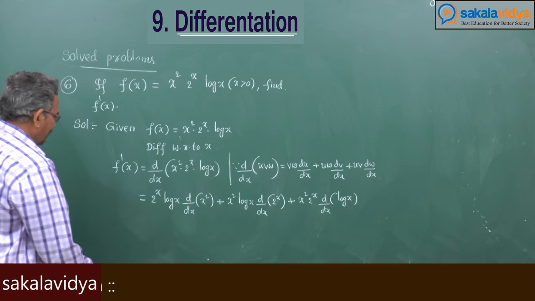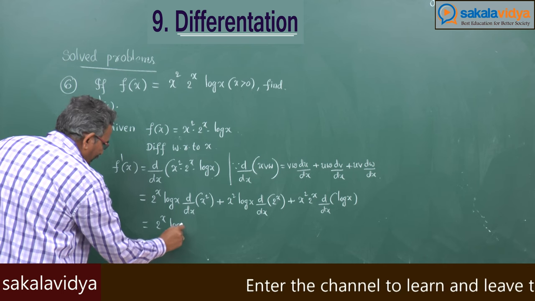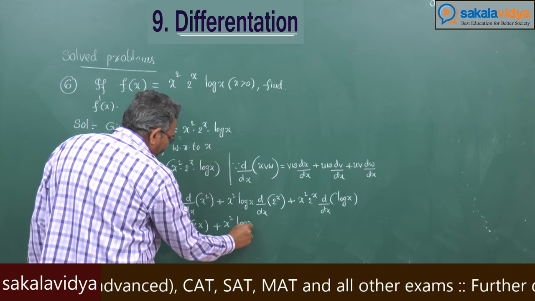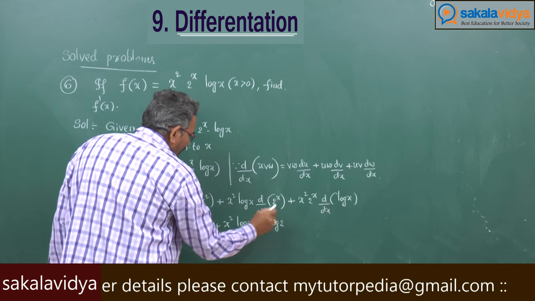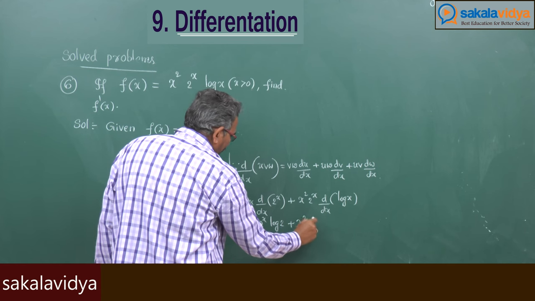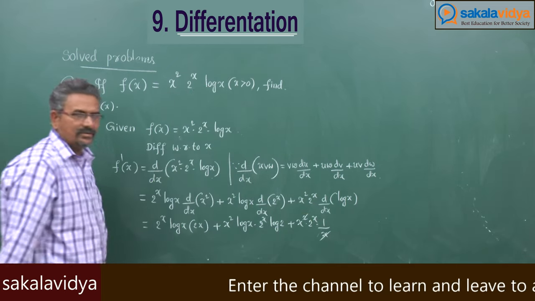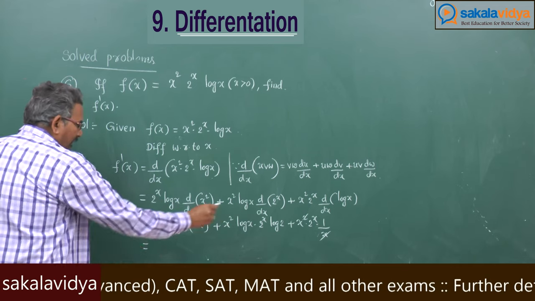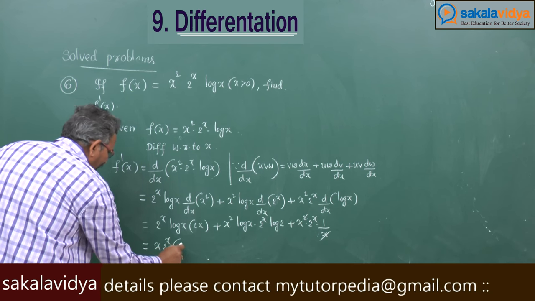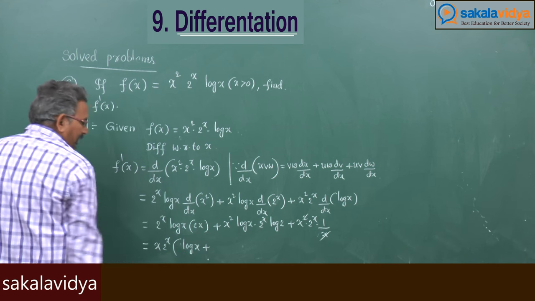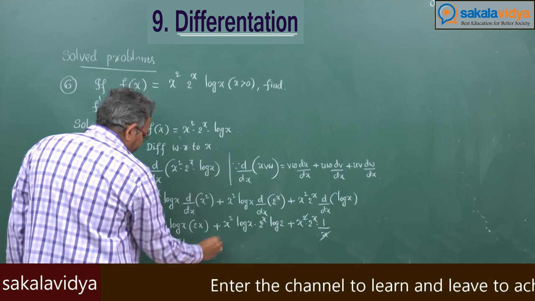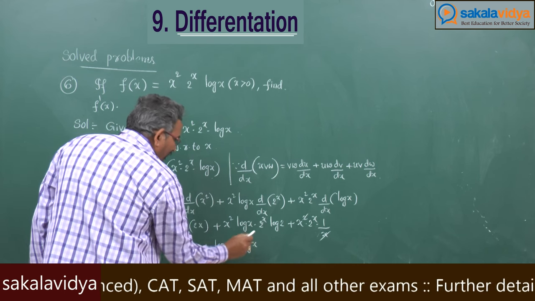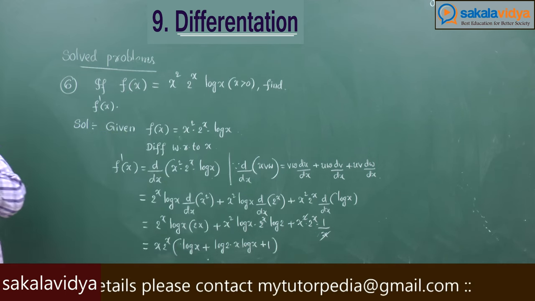So now this is 2 power x into log x, derivative of x square is 2x, plus x square into log x into 2 power x log 2, plus x square into 2 power x into 1 by x. Now x x gets cancelled. So now we can take out x 2 power x common. If you take x 2 power x common, we have 2 log x plus x log 2 into log x plus 1. So now let us move to the seventh problem.